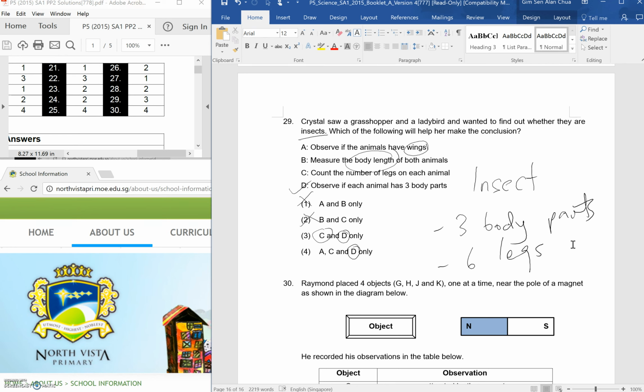Because whether an insect has wings or not, like an ant. An ant is an insect, so maybe I'll write it here. An ant is an insect, but an ant does not have wings. So A is wrong. This gives us answer 3. So remember the example: an ant is an insect, but it doesn't have wings.